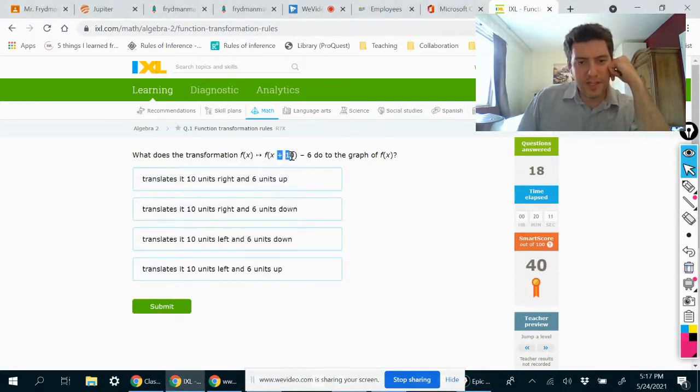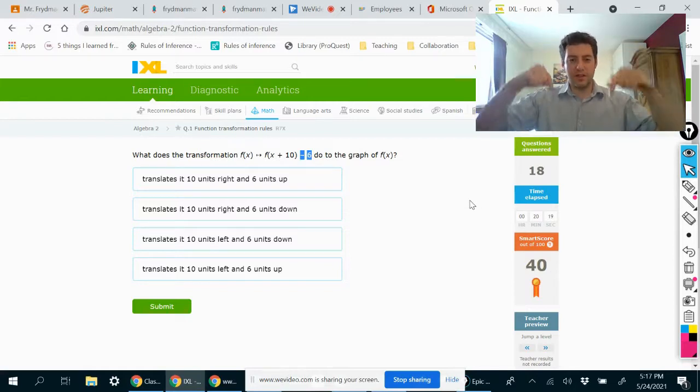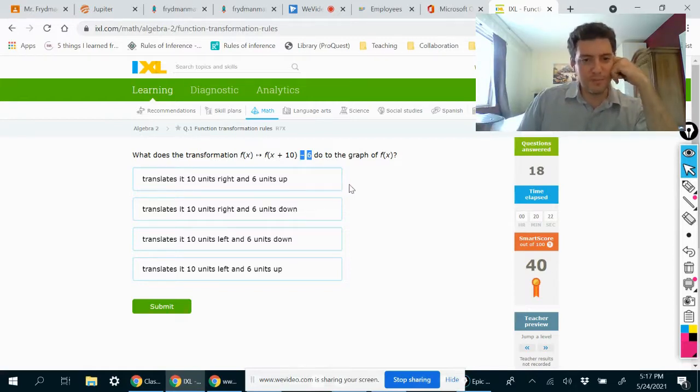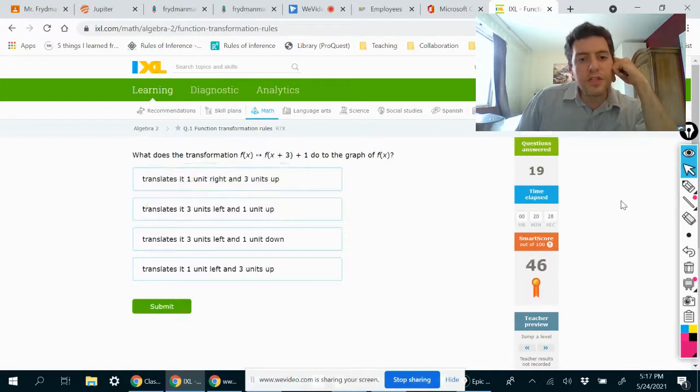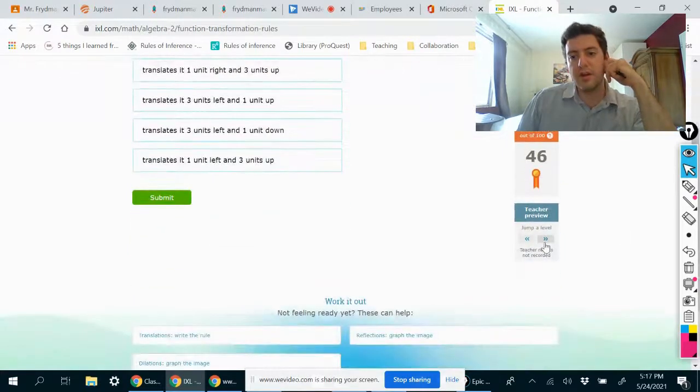Okay, +10 inside the argument is going to shift everything to the left 10 spaces. -6 outside the argument is going to shift everything down 6 spaces. Let's see, 10 units to the left, 6 units down. All right, should I skip a level here? I'm going to skip ahead.